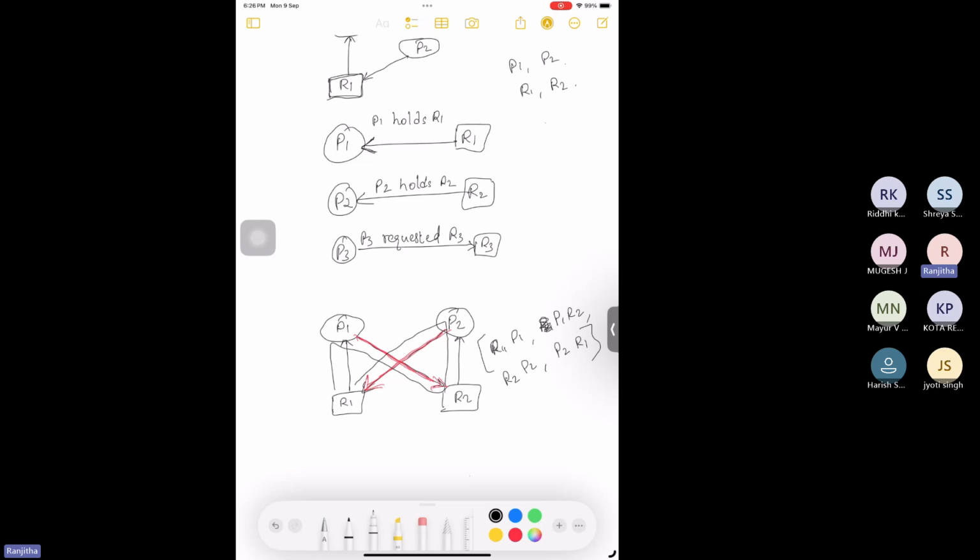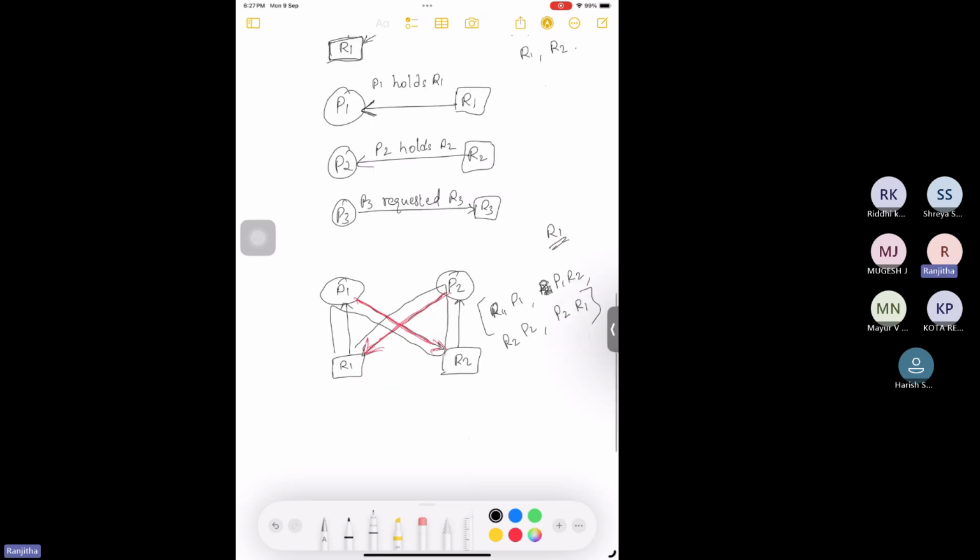So this applies only if the number of instances of the resource is one. That is, there is only one instance of R1. So if R1 is a printer, one instance means that only one printer is there. So this is how we can represent the resource allocation, and we can identify if some deadlocks are there.